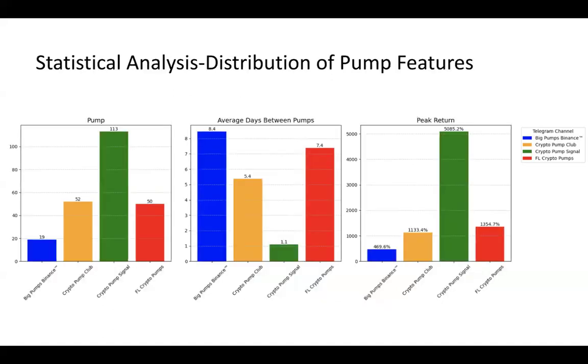Next, I conducted a statistical analysis of the number of pumps, the average days between pumps, and the reported peak return across different channels. We found that 3 channels typically follow a weekly pump cycle, often scheduling activities on Sunday afternoons or evenings, likely to attract participants who have more free time. However, you can see the CryptoPump signal channel operates more aggressively, with pumps occurring every 1 or 2 days and substantial reported peak returns. This suggests a strategy focused on rapidly increasing prices and maintaining engagement through high-frequency activities. The frequent pumps and higher returns likely contribute to a sense of ongoing success, boosting the trust and participation within their community.